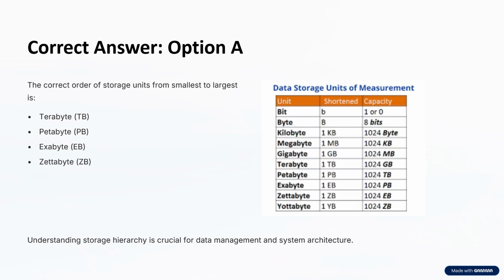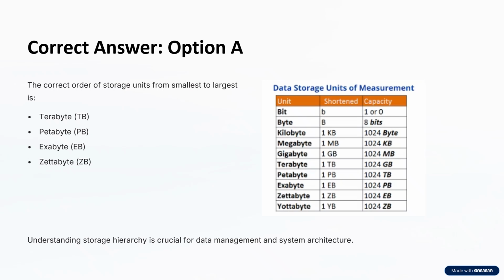The correct order of the storage units from the smallest to the largest. So here is a table which has the storage units from the smallest to the largest. According to this table, the first is the terabyte, then the petabyte, then exabyte, then zettabyte. So option A is the correct answer.